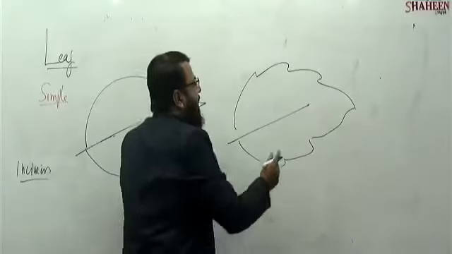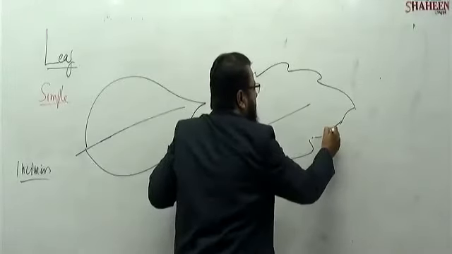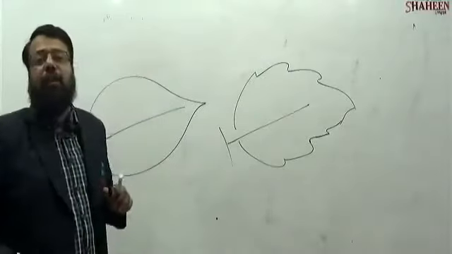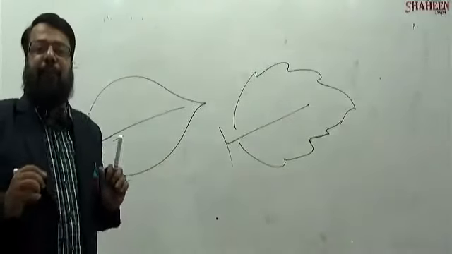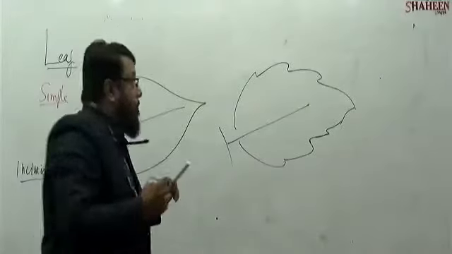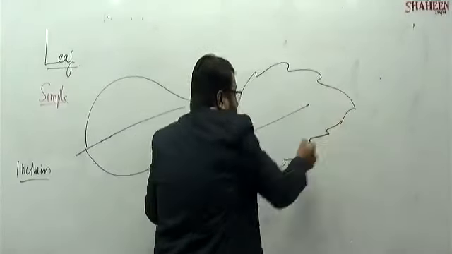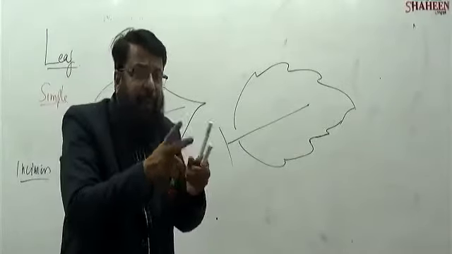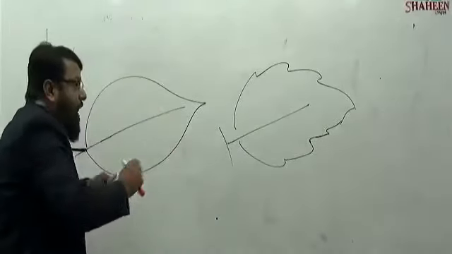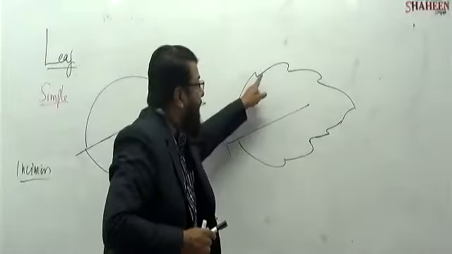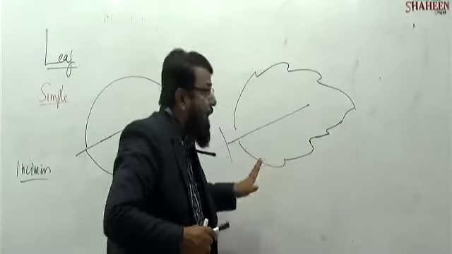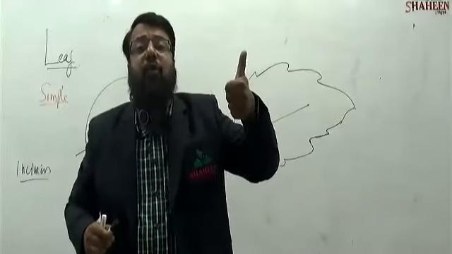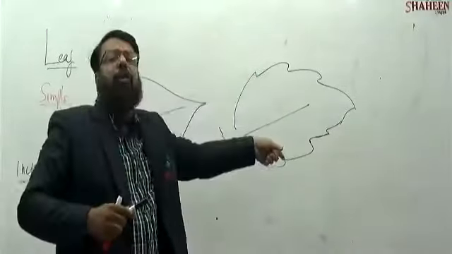What type of leaf is this? This is also a simple leaf, where the margin is only incised. The margin has been cut. The incision is there, but only in the margin. The incision is not deep inside. This is also a simple leaf.